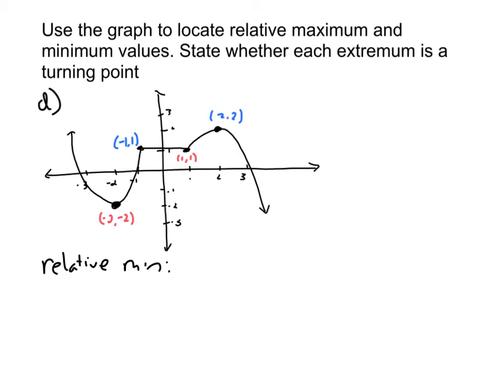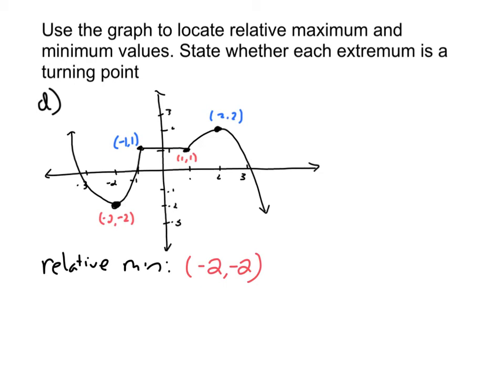Okay. So this is one, right? In its neighborhood, it is the lowest point. So there's one relative min, negative 2, negative 2. All right. So as I'm moving along, I found one. Okay, is this a relative min?